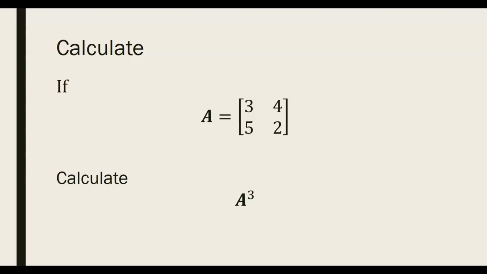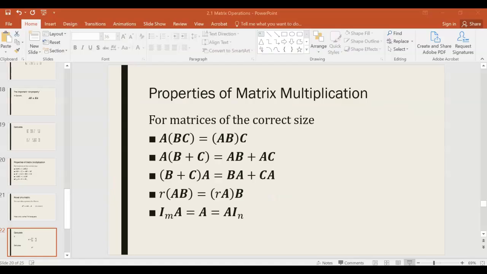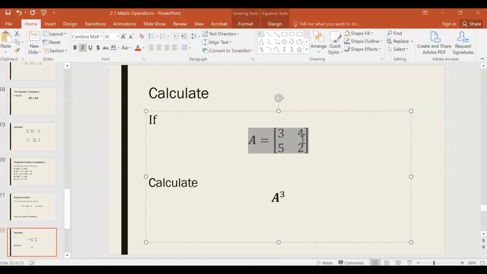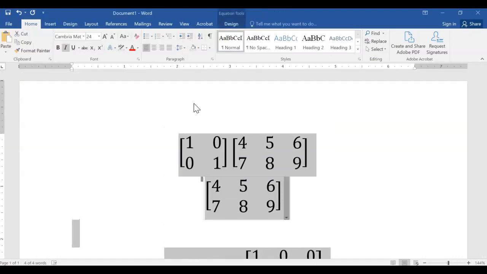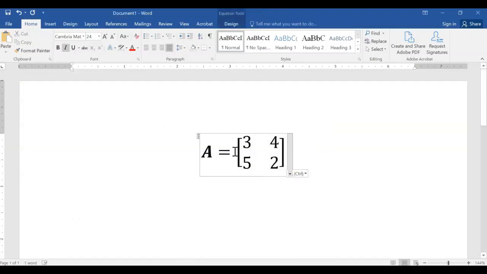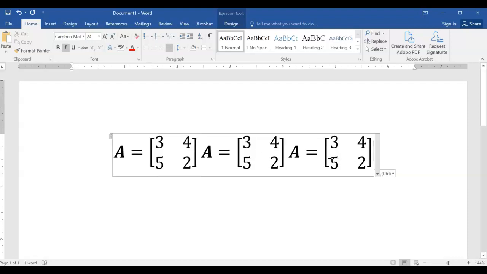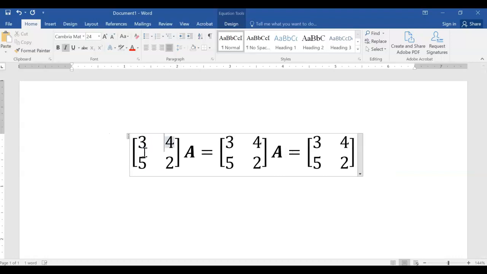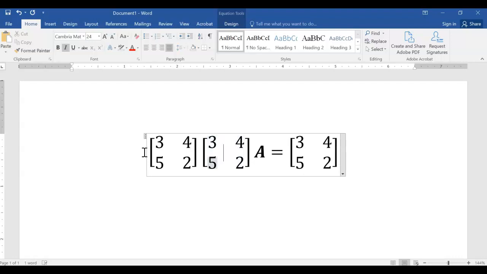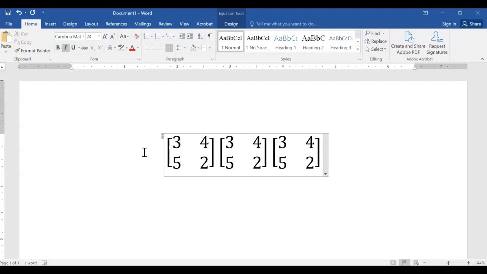All right, hopefully you went ahead and did that. There we go. So what we do is we take this A and we multiply it by itself, and then we multiply it by itself. All right, so A to the third is A times another A times another A.